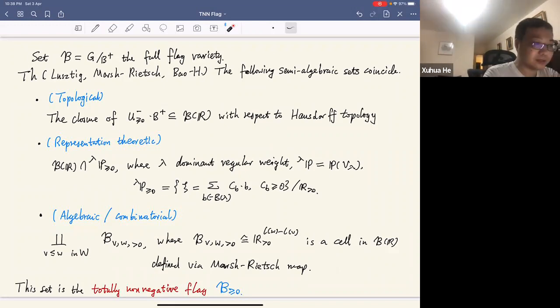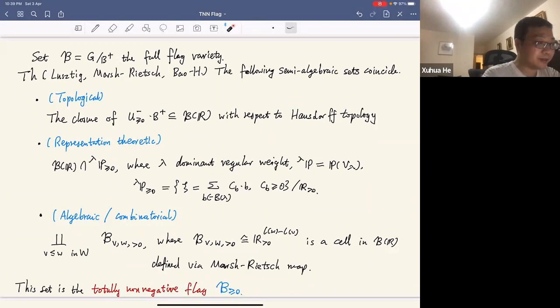And he actually has the first and the second definition, and then later on, Marsh and Rietsch in 2004 gave the parameterizations of the decomposition of this totally non-negative part, which we can also use as a definition. And for arbitrary Kac-Moody groups, this is obtained in a joint work with Quentin Pang, and based on a series of works of Lusztig recently.